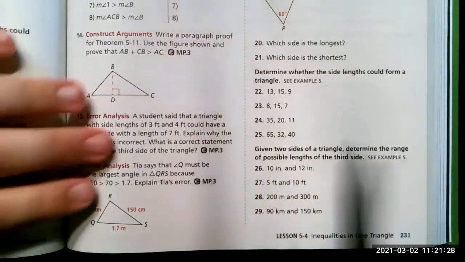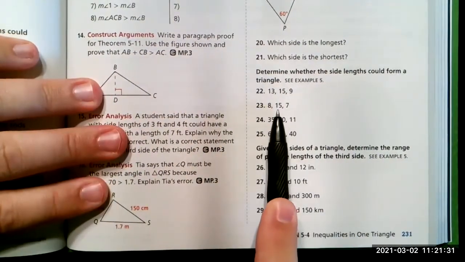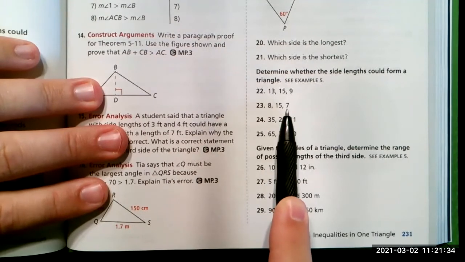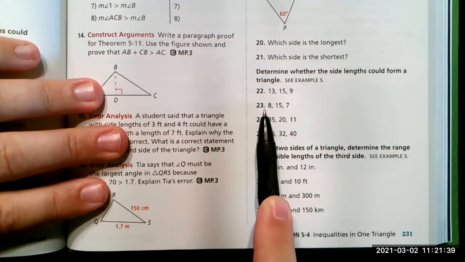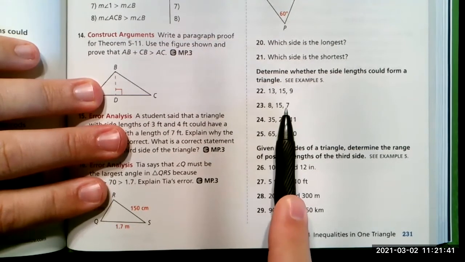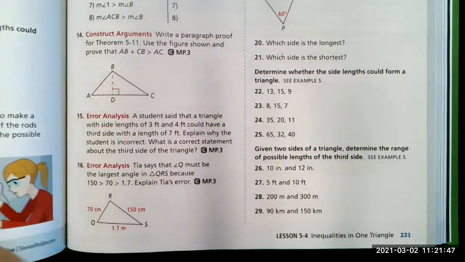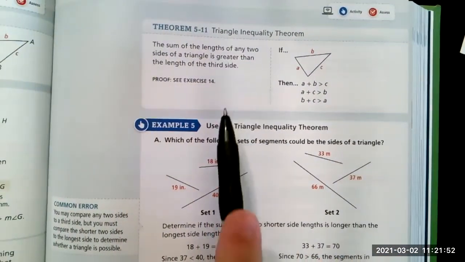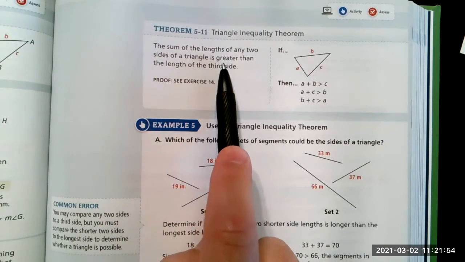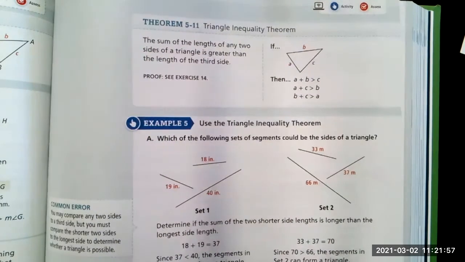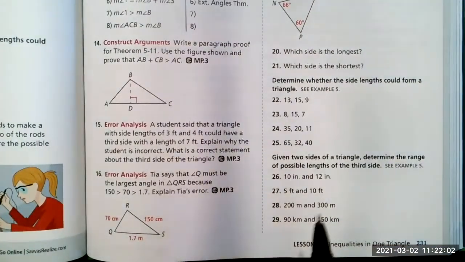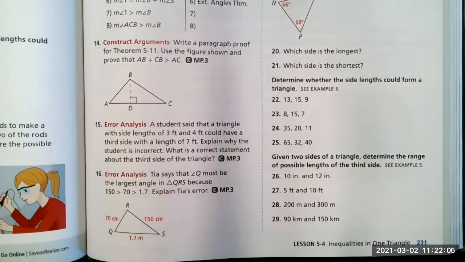So that's all I'm doing. I'm going to go ahead and keep checking these. 8 plus 15 is definitely larger than 7. So that's good to go. 15 plus 7 is definitely larger than 8. But the last side, 8 plus 7, that's 15. 15 is not larger than 15. If you go back to this theorem, it specifically states that it has to be greater than, it has to be larger than that third side. So for number 23, that would not form a triangle.